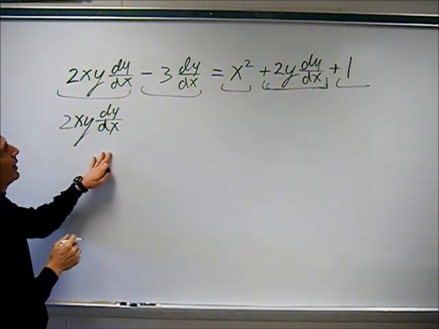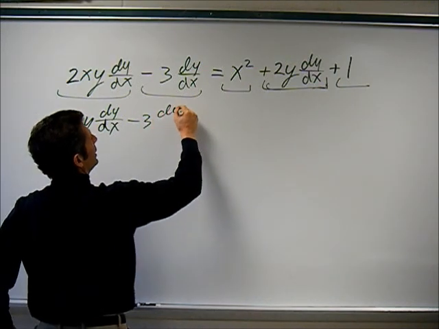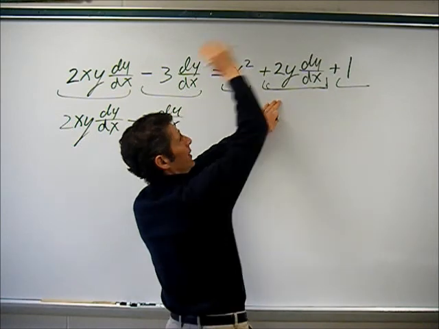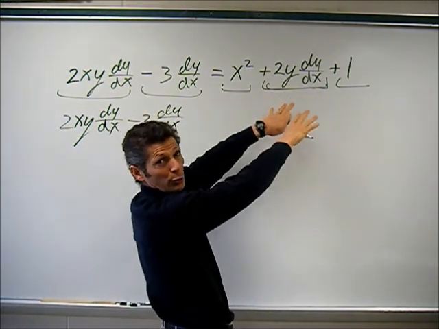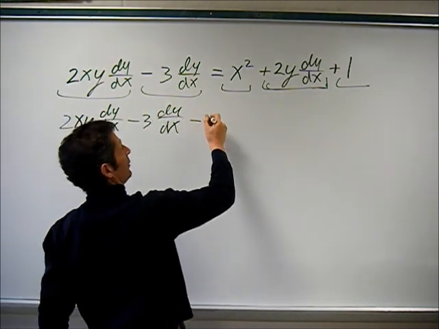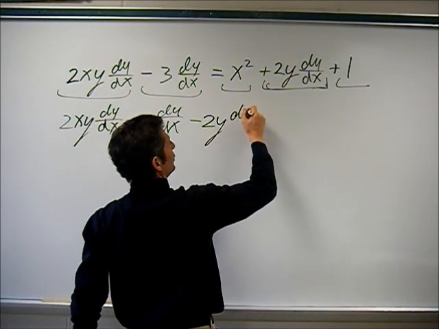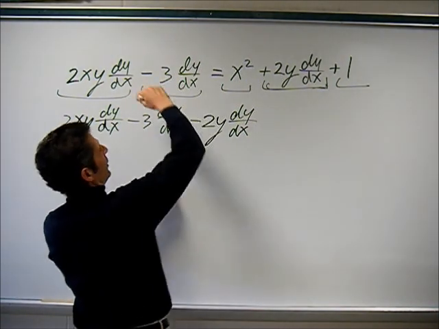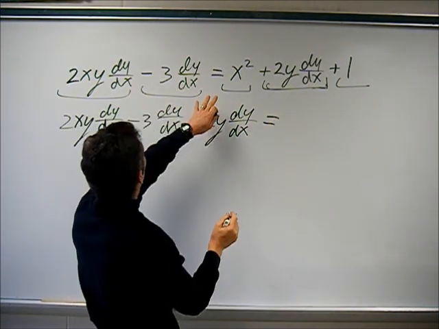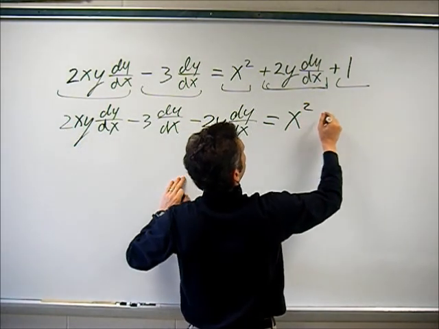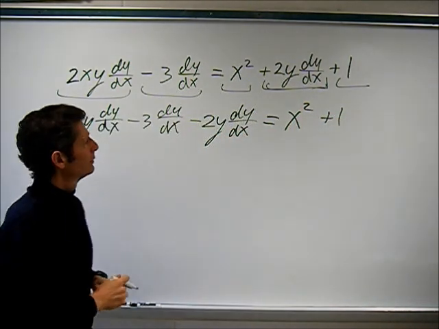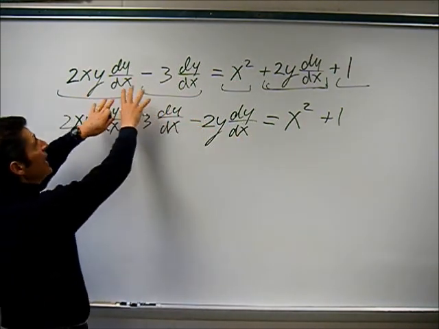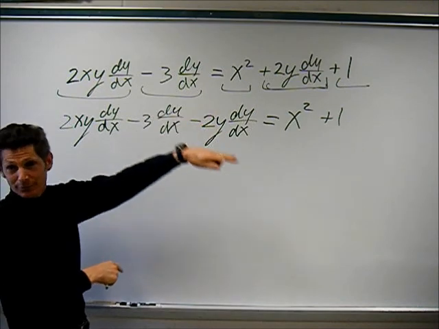So here's 2xy dy dx minus 3 dy dx. I'm going to move this dy dx guy to this side. So I will subtract 2y dy dx. Here it is. I've subtracted it over. I hope I can just do that in one shot. Is that all right if I don't write minus 2y dy dx on both sides? Absolutely. Boom. There it is. Here's my equal sign. I have an x squared and a plus 1 left on the right. Everybody with the dy dx went to this side, everybody else on the other side. If I had a non-dy dx term on this side, I would have moved it over.